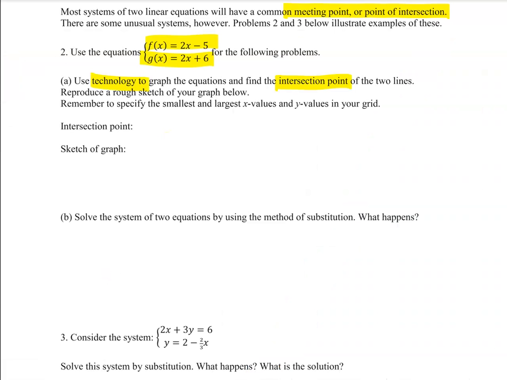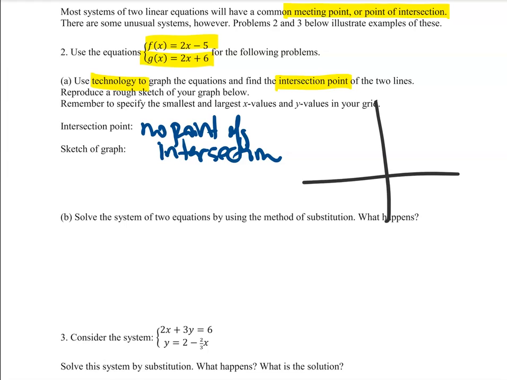Based on Desmos, we know that there is no point of intersection. And when we graph it, you saw blue and red lines, and they are parallel lines. Letter B, they do not intersect. Solve the system of two equations by using the method of substitution, and what happens?